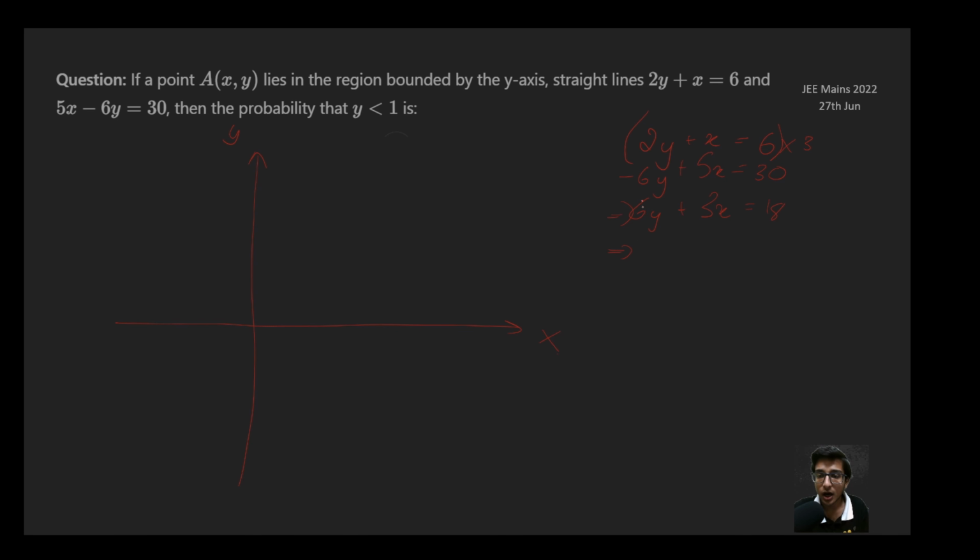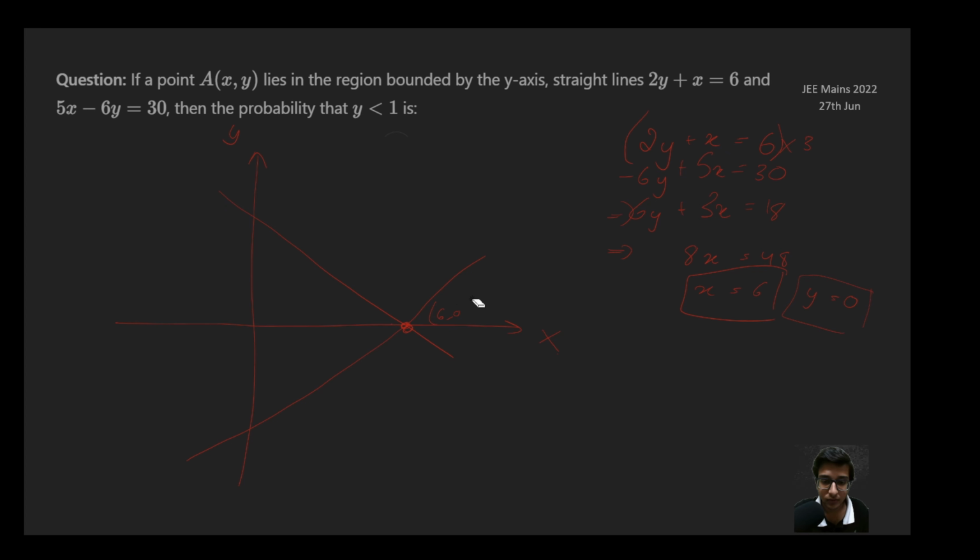So from here, upon adding these two equations, what do we get? 8x is equal to 48. So x is equal to 6. If x is 6 and if I put it in any of these equations, I get y to be 0. That means these two lines are meeting at the x-axis somewhere here. Let's say this is one of the lines, this is my other line, this is the point they are meeting at, and this point is (6, 0).